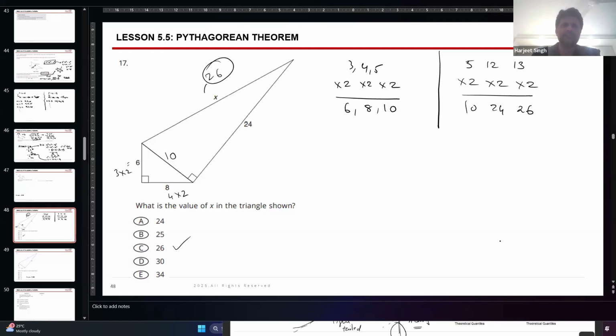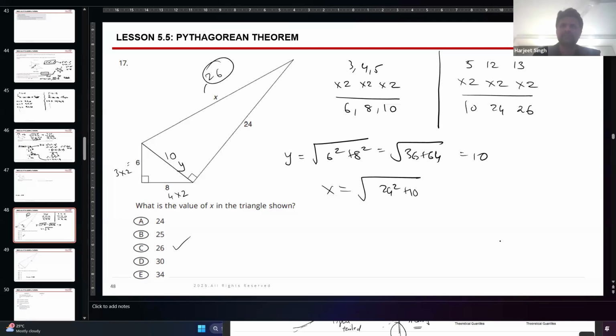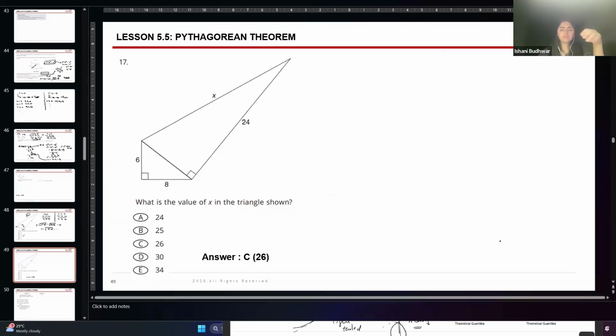For instance, otherwise I would have had to do, suppose this is y, then y is root of 6 square plus 8 square. Look at how much time this takes. Then this is 10, and then x is 24 square plus 10 square, and so on and so forth, right? Takes time. So ratios, once you know some basic triplets, will help you solve problems faster. Some of them, not saying all of them, but many of them you'll be able to solve.